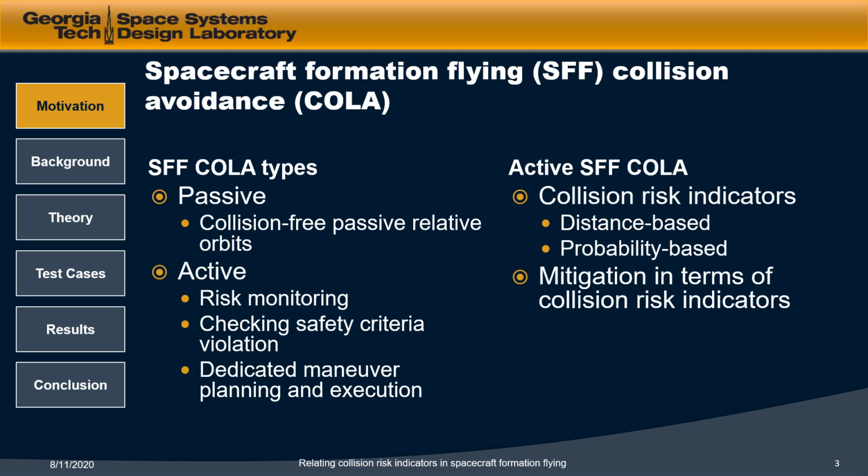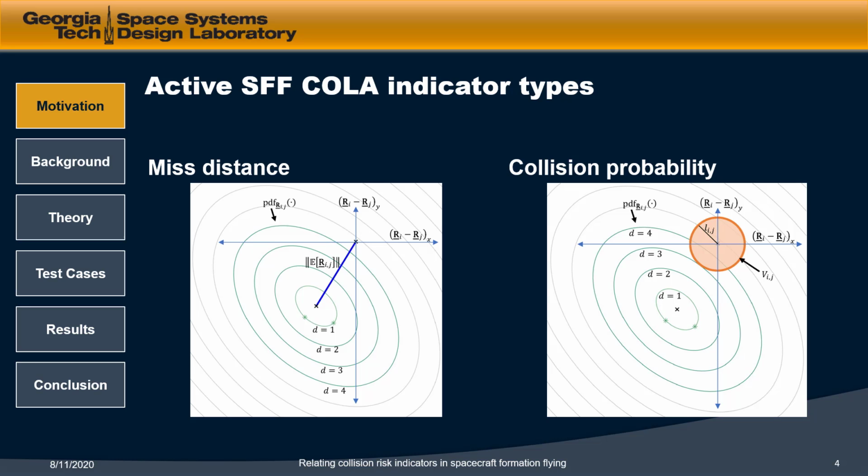Passive schemes focus on the design of passively safe relative orbits, with maneuvers only indirectly addressing collision risk. Active schemes focus on monitoring collision risk, checking safety criteria violation, and, where needed, planning and execution of dedicated collision avoidance maneuvers. This work focuses on active collision avoidance methods, which are characterized by their collision risk indicators.